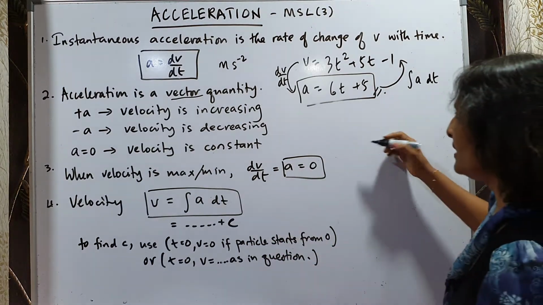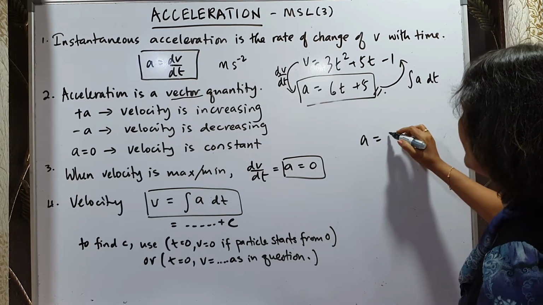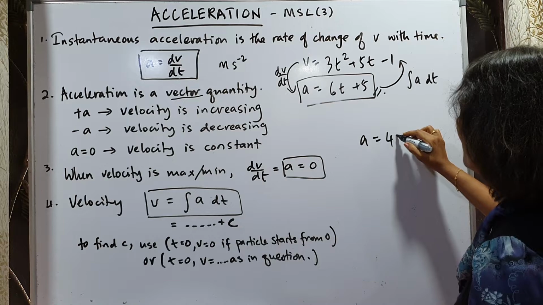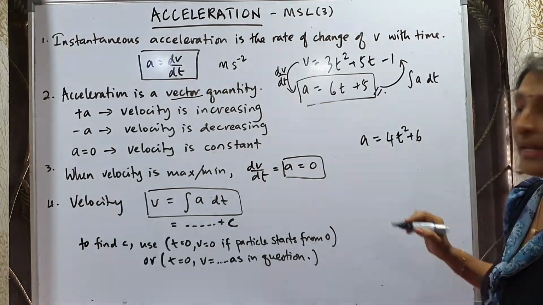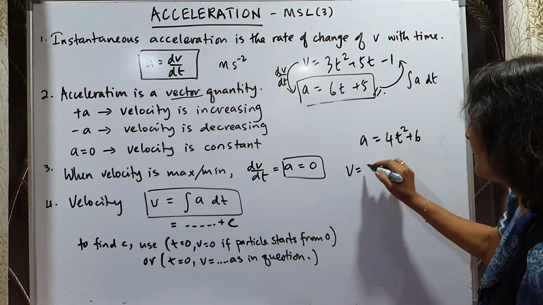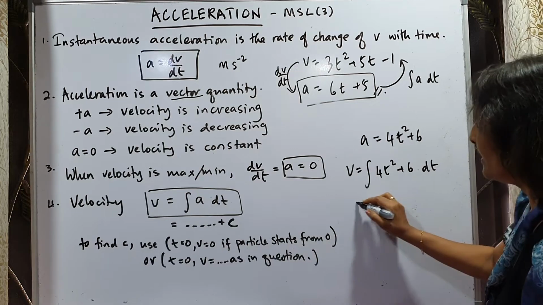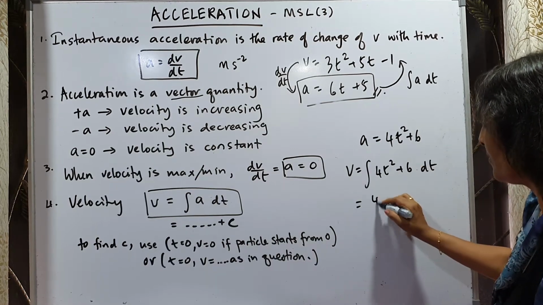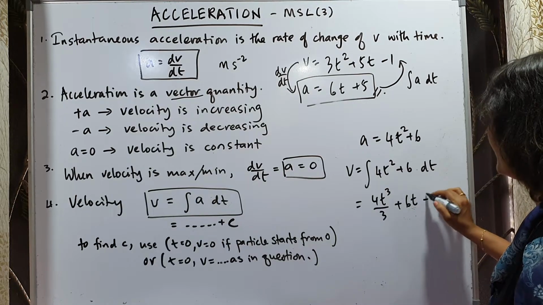If you want to see an example, let's say I gave you a equals 4t squared plus 6. Then you want to get v from a, so what do you do? v is the integration of 4t squared plus 6 dt. Then you integrate this, you add 1 to the power, so 4t cubed over 3 plus 6t plus c, right?